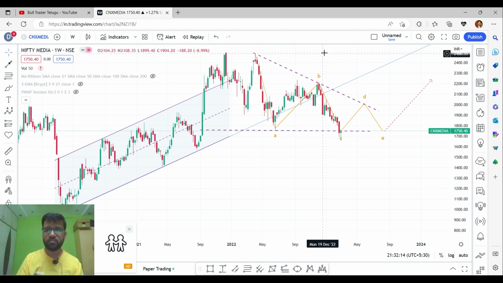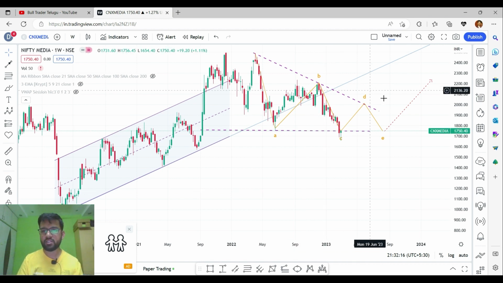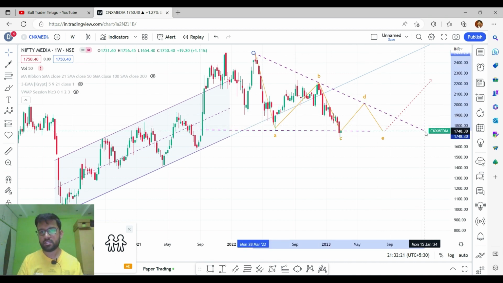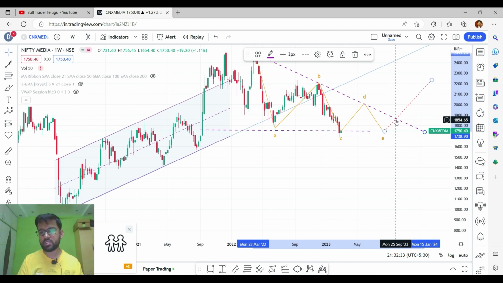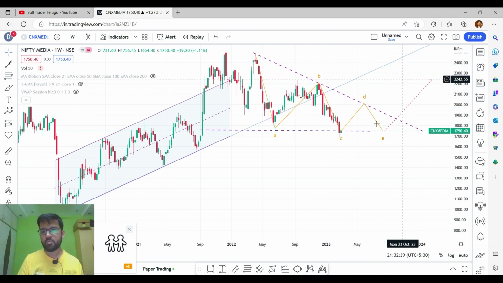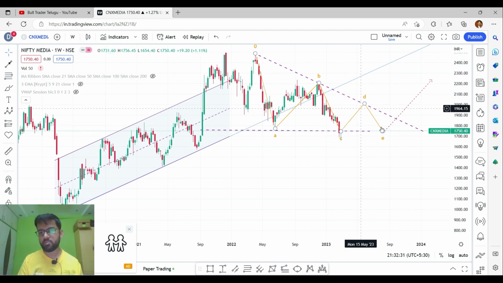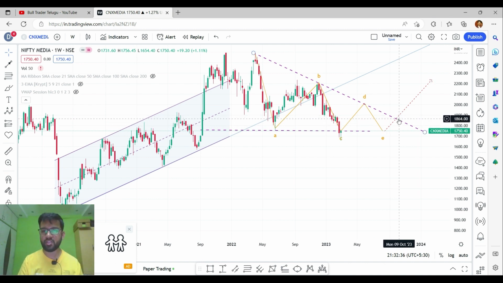we can keep a target of this 2489 level once the market closes above this resistance point, that is this trend line. The market has to close above this trend line, that is at 1885 levels, then we can expect a rally up to this 2489 level. But before the breakout, it takes at least around 2 to 3 months of time to give a good breakout in the Nifty media.